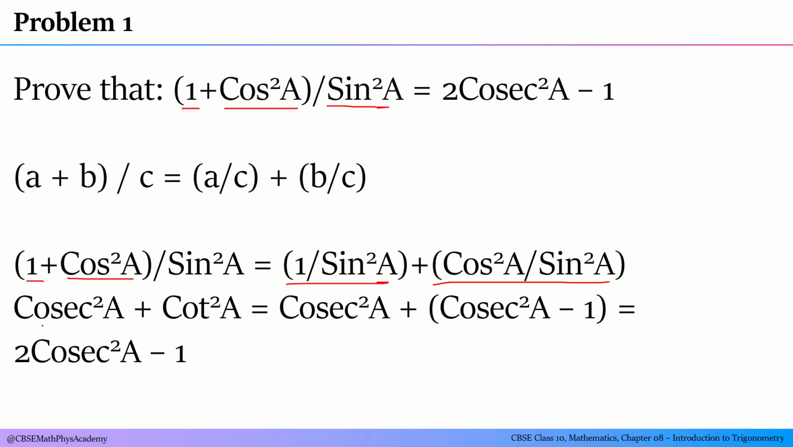1 by sin square A is the inverse trigonometric ratio, it is cosec square A, and cos by sin is cot, so cot square A. But the format you were given on the right hand side has only cosec and not cot. This cot can be converted to cosec easily by using trigonometric identity 3. So I substitute trigonometric identity 3 in place of cot square A, and the expression becomes cosec square A plus another cosec square A minus 1. Adding both cosec square terms, it becomes 2 cosec square A minus 1.